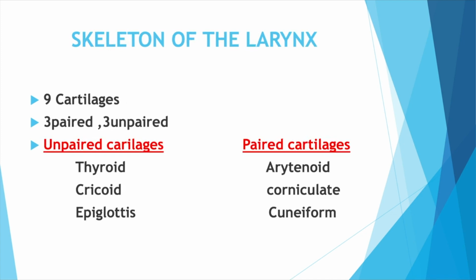Skeleton of the larynx: 9 cartilages, 3 paired and 3 unpaired. Unpaired cartilages are thyroid, cricoid, and epiglottis. Paired cartilages are arytenoid, corniculate, and cuneiform.